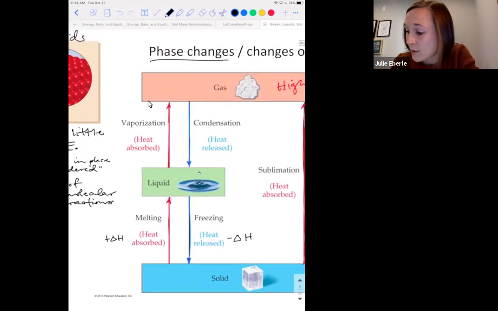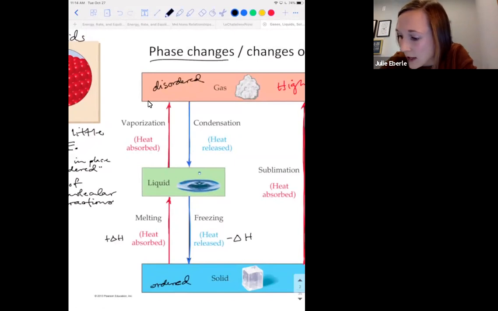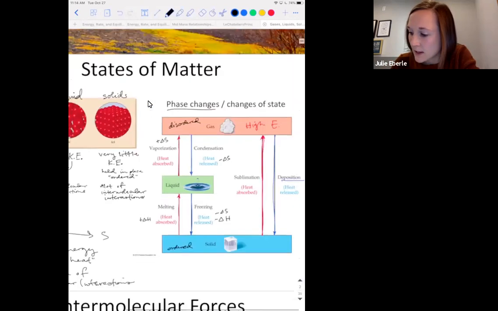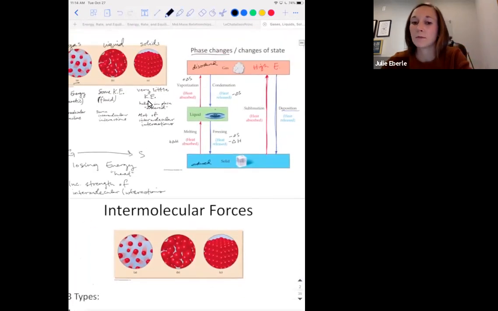If you're going from ordered to disordered, these processes in red are going to be a positive delta S. You're increasing disorder. And if you're going from gas back to a solid, these are going to be a negative delta S. So keep that in mind as well. Any questions so far?